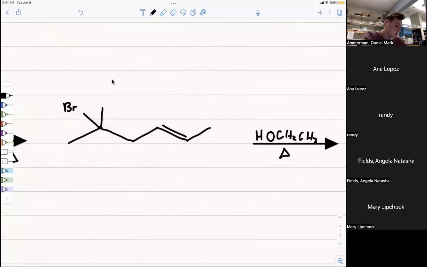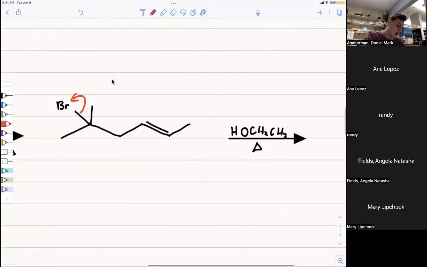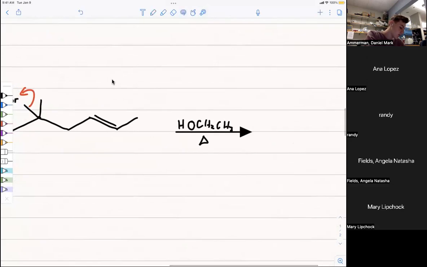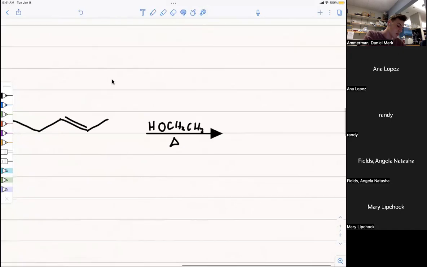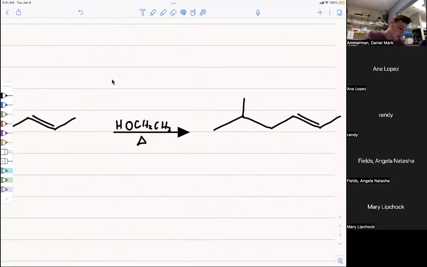So first step in E1 is going to be heterolysis, or first checking leaving group. We don't need to do that. We have a good one, and it's going to leave. And we'll end up with a carbocation. So I'm just going to copy and paste this. And then our carbocation is here. This is the most stable place of the molecule.